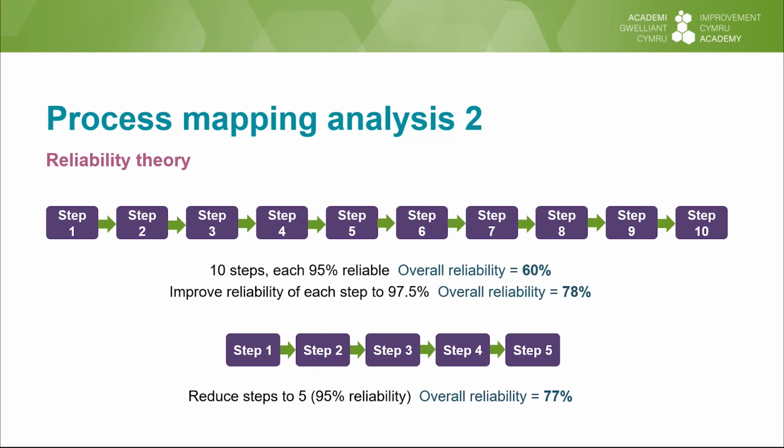So we have 2 options. We can either increase the reliability of each step or reduce the number of steps. If we now reduce this process to 5 steps at 95% reliability each, the whole process is now 77% reliable, which is an improvement of 17%. Removing steps is the easiest way of making a process more reliable, but you have to truly remove the steps.